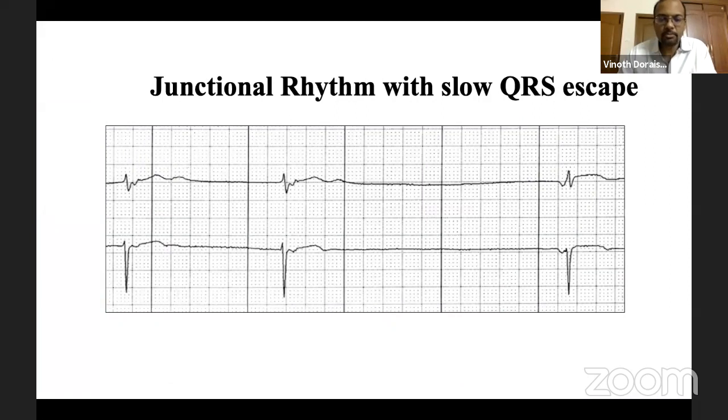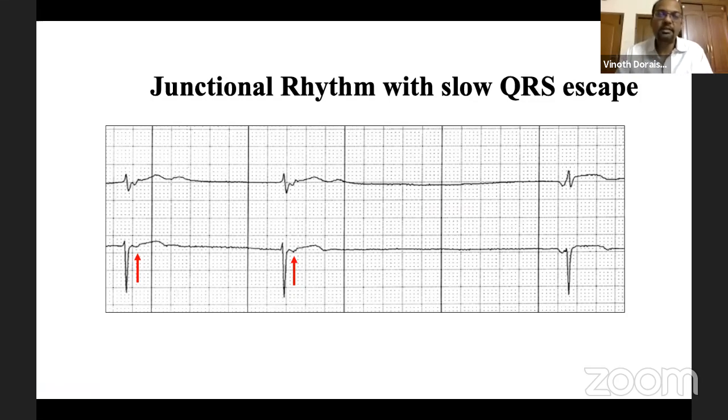Again, a junctional rhythm, we can see a QRS complex and a negative P wave after each QRS complex. So we don't have a P wave before the QRS. So this is also a junctional rhythm because it is a narrow QRS complex. But the QRS escape is very slow. So this is a severe bradycardia. Must be only some 20-25 per minute. So this patient will need a pacemaker.